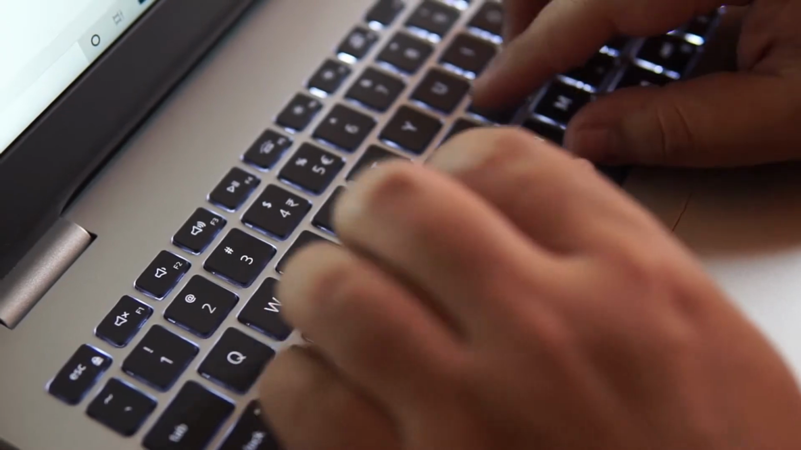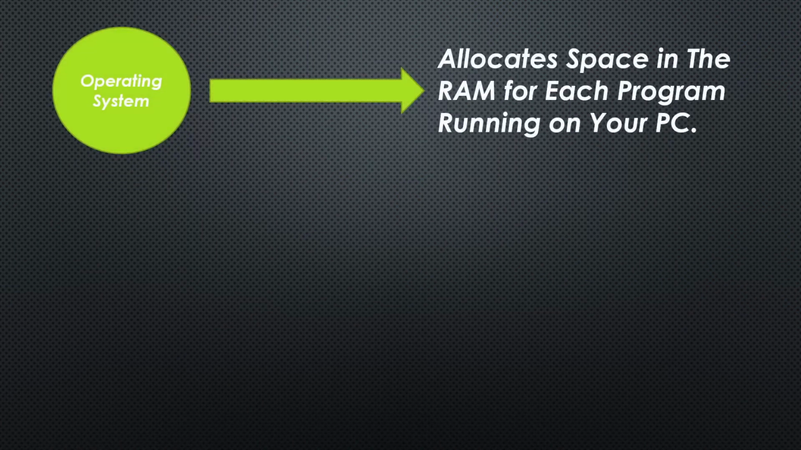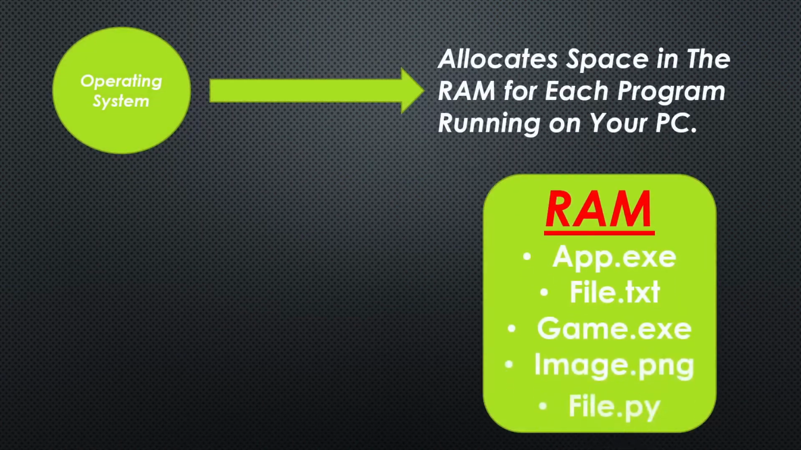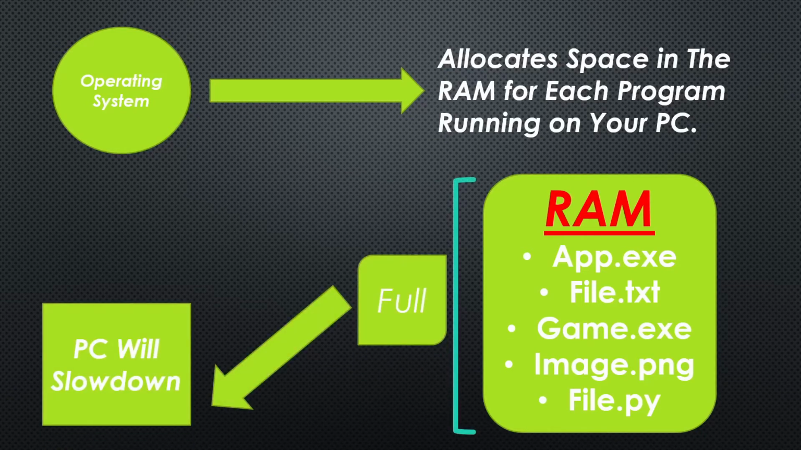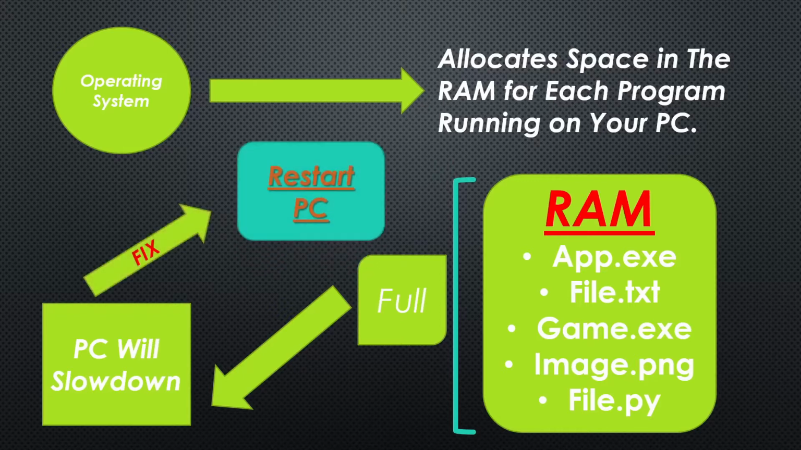Restart your PC. The simplest way is to actually restart your PC. We all know what RAM, or random access memory, is. The operating system allocates space in the RAM for each app or program you run on your computer. Eventually, this RAM will fill up, and it is one of the reasons why your PC is slowing down. By restarting your PC, it allows you to clear your RAM and start fresh.